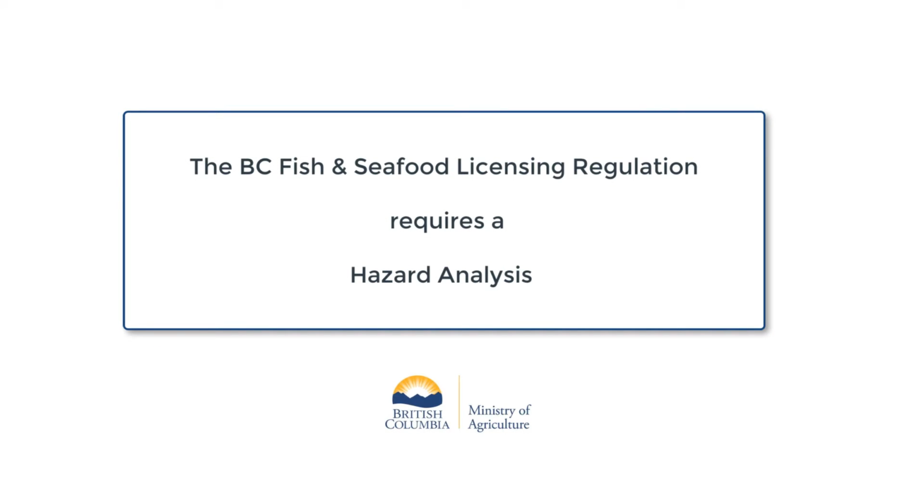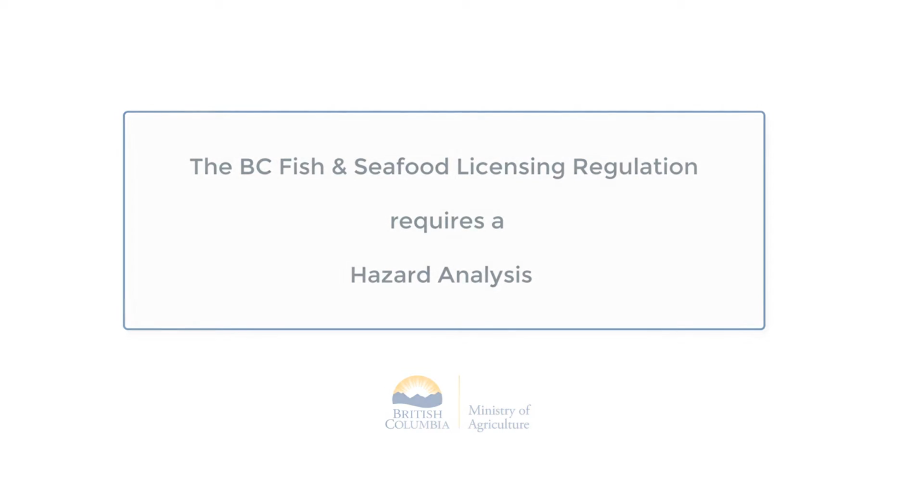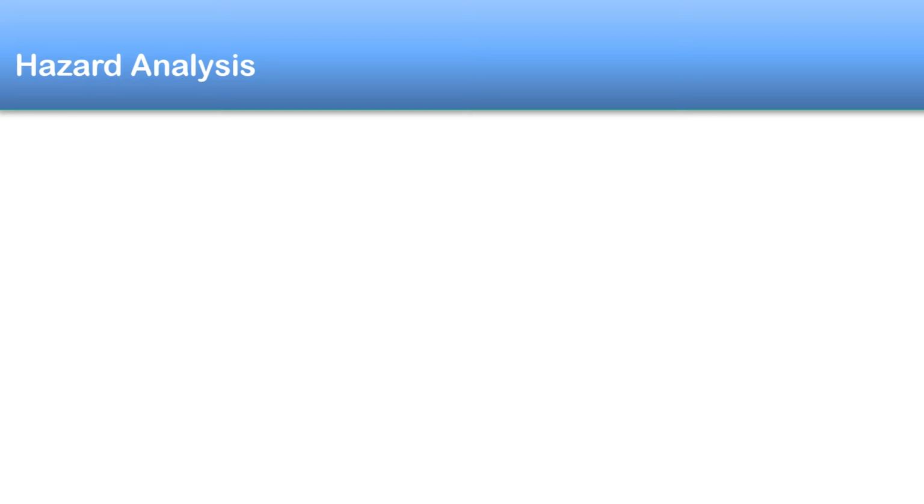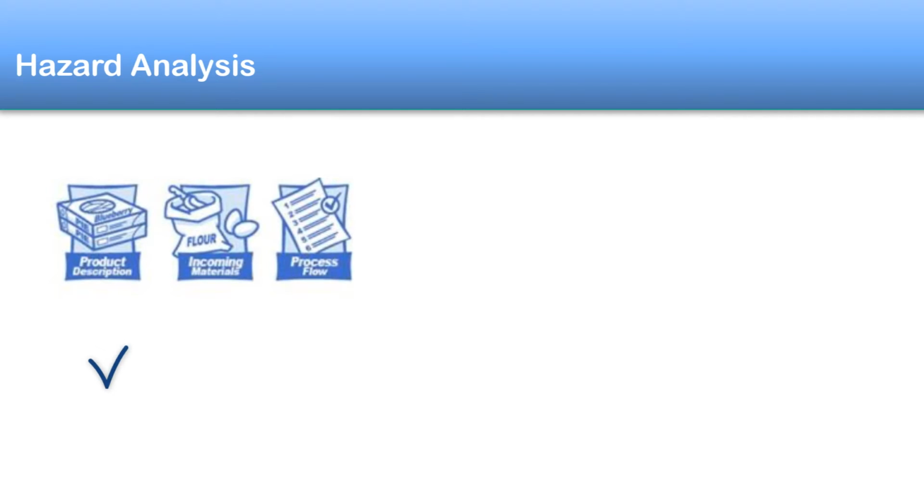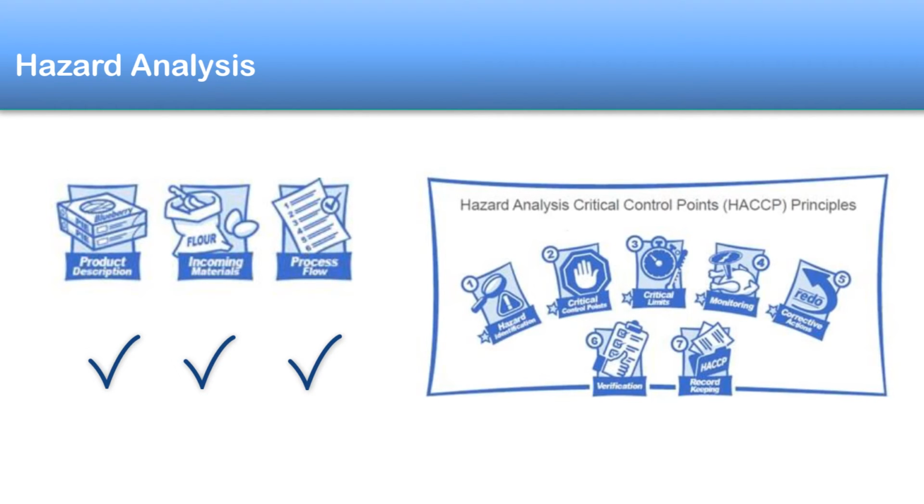To meet the requirements of the regulation, you must do a hazard analysis that includes examining every product you make and each process you use in your facility. We've already identified what products you make and how they're made. Now we'll apply all 7 HACCP principles to identify any hazards, control measures, and critical control points.